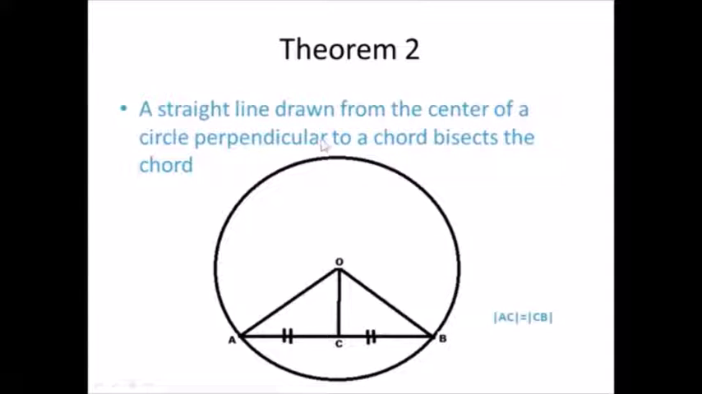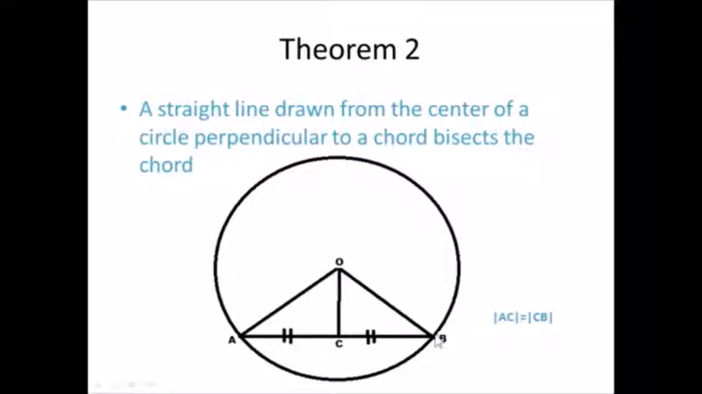The second theorem says that a straight line drawn from the center of a circle perpendicular to a chord bisects the chord. As you can see here, the line drawn from the center of the circle O to this point C bisects this chord AB into two equal halves. That is, AC is going to be equal to CB. That's what the theorem is talking about: the line that is drawn from the center of the circle perpendicular to a chord is going to cut the chord into two equal halves. That is, AC is equal to CB.